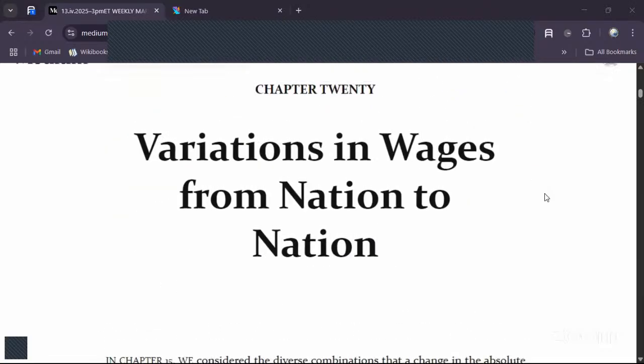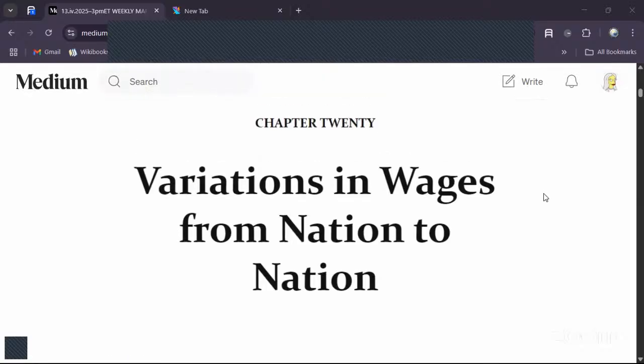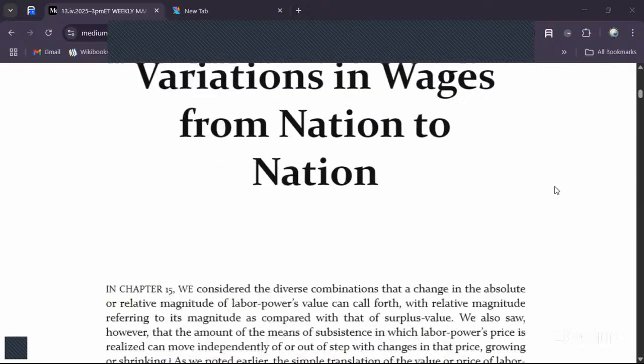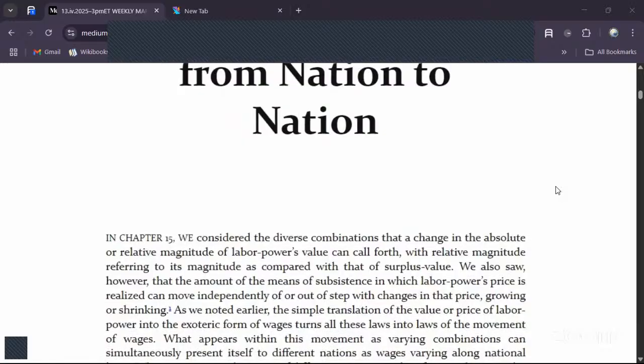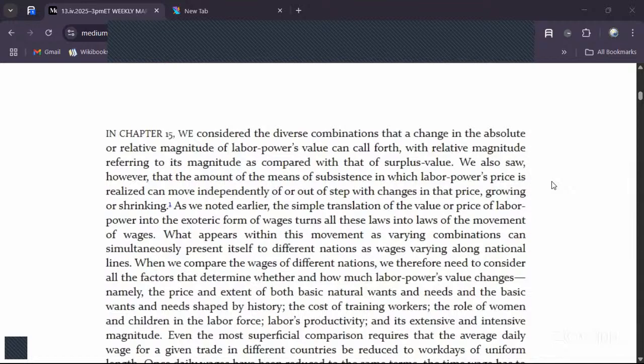So, chapter 20, variations in wages from nation to nation. In chapter 15, we considered the diverse combinations that a change in the absolute or relative magnitude of labor power's value can call forth, with relative magnitude referring to its magnitude as compared with that of surplus value. We also saw, however, that the amount of the means of subsistence in which labor power's price is realized can move independently of, or out of step with, changes in that price, growing or shrinking.